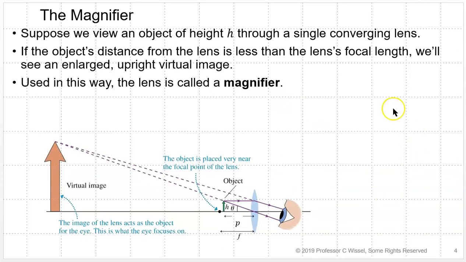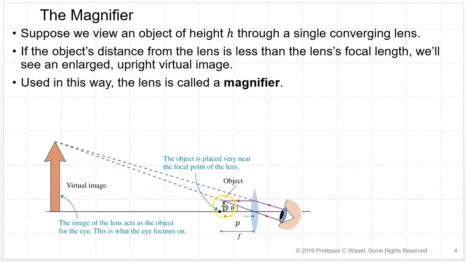Now, suppose we view an object of height h through a single converging lens. Remember, converging lenses can magnify. Diverging lenses do not, so it must be a converging lens. If the object's distance from the lens is less than the lens's focal length, but very close to the focal length, you're going to see an enlarged upright virtual image. Used in this way, the lens is called a magnifier.